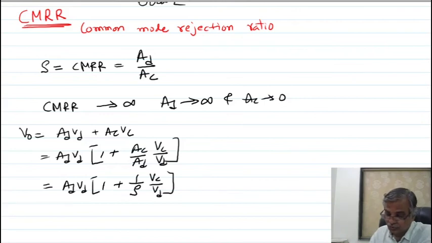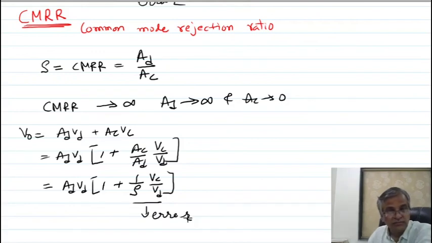If you want to reduce this error term, this is the error in the output. If you want to reduce the error, then CMRR should be infinite. If CMRR is infinite, then this tends to 0. If this tends to 0, you will get output due to only the difference of the input signals.